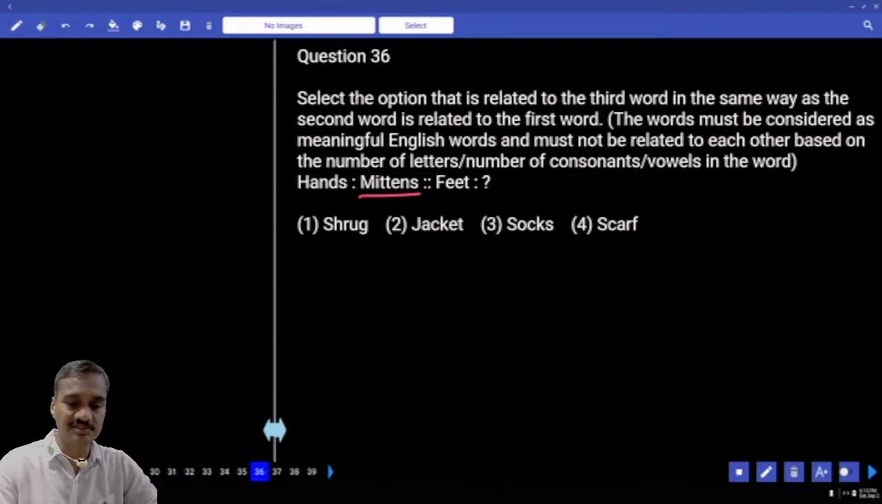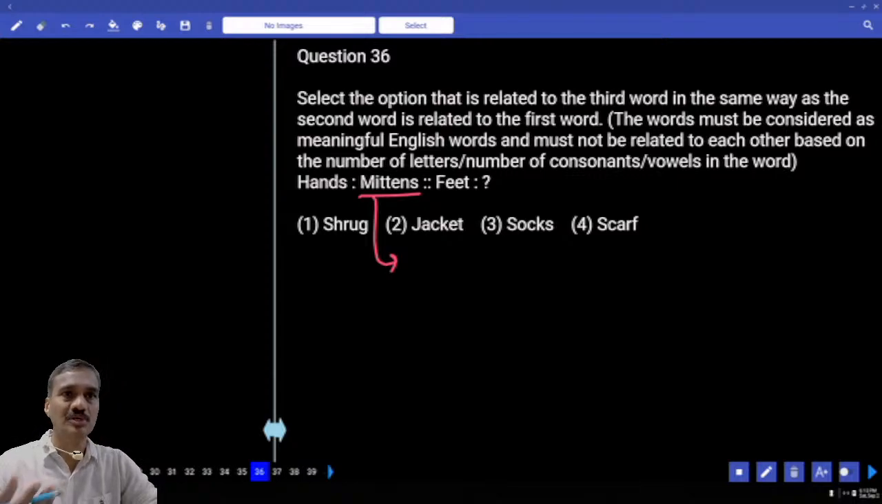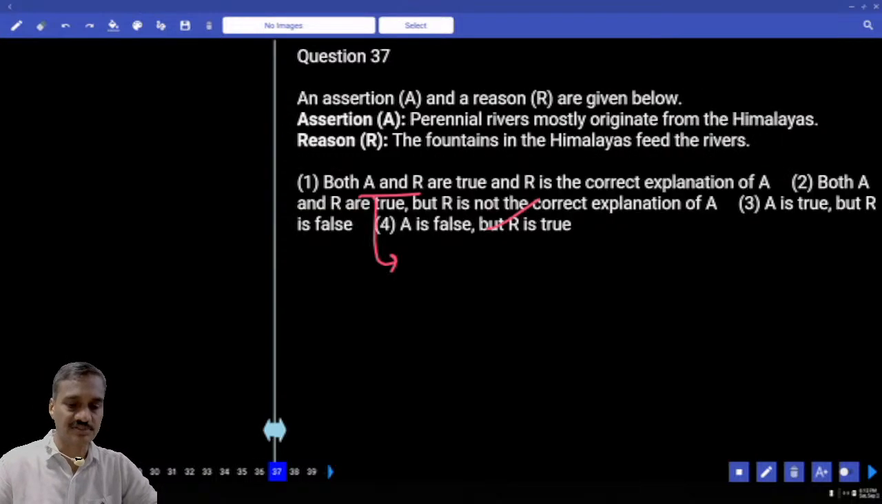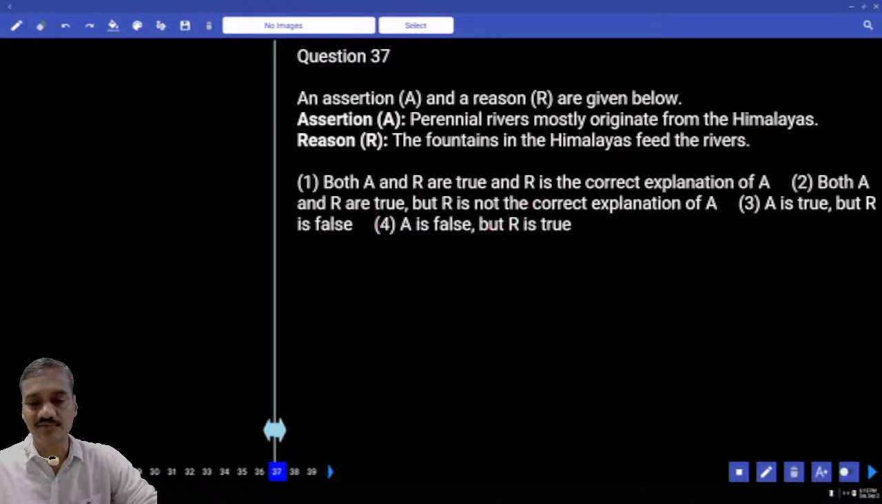The next one coming to question number 36. Hands and mittens. Then what do you mean by this mittens? A mittens is nothing but the gloves. Gloves that will be used to wear for these hands. And similarly feet have socks. 36.